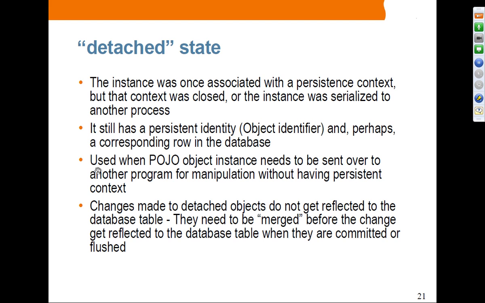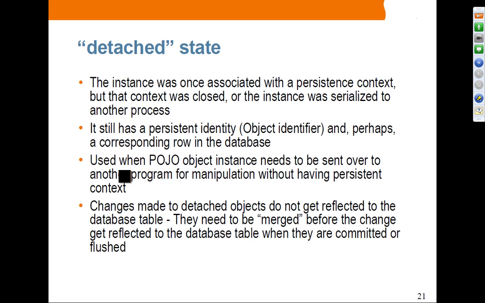So the reason you want to convert an object into detached state is that when you need to send that object to some other tier or program, that program or tier will be able to change the state of it. So you might have a person object from a database, and if you want to present that person object to a web tier so that a user can change the data, you have to send that object in serialized form to that web tier, right?